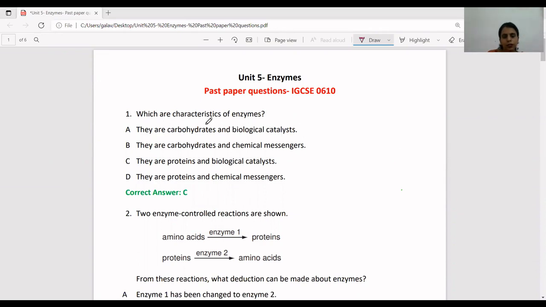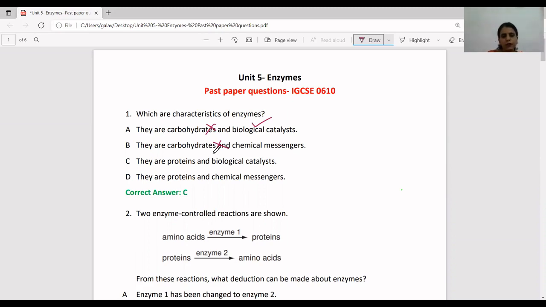So they have mentioned here they are carbohydrates, so this is wrong because enzymes are actually proteins. They are not carbohydrates. This biological catalyst is correct. Then, they are carbohydrates and chemical messengers. This entire option is wrong. They are not carbohydrates and they are not chemical messengers. Hormones are called chemical messengers.